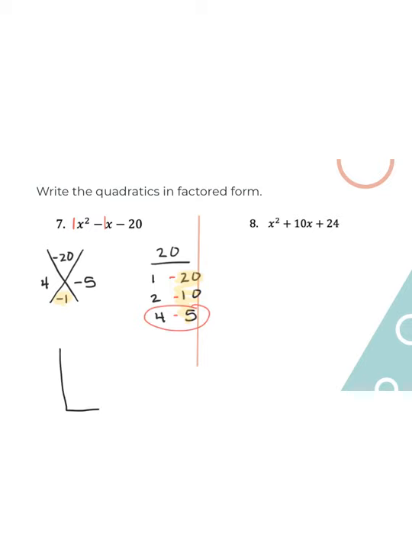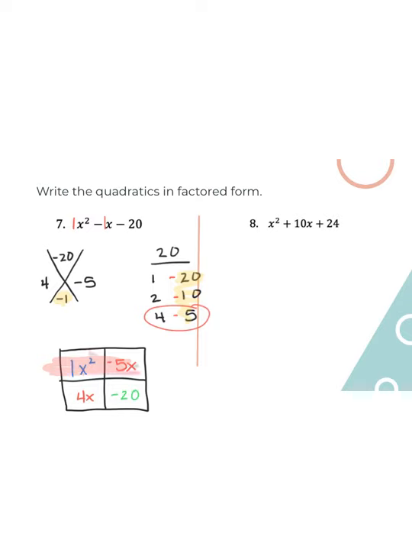Start my box. My A value goes here. B values are here. Oops, that one didn't come out. So 4x and negative 5x. And then my C, don't forget to take that negative in front, goes right there. Now we have to find the factors.